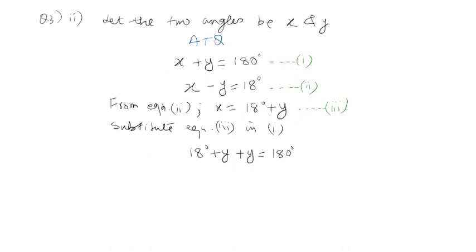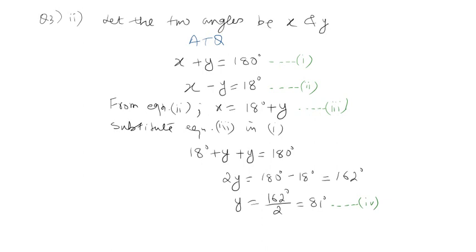So now here I have 2y is equal to 180 minus 18. How much is 180 minus 18? 162 degrees. So y is equal to 162 divided by 2. How much is it? It is 81 degrees. So this we can say is the value of y. You can name this equation number 4 if you want, and I'll put the value of y in any equation.